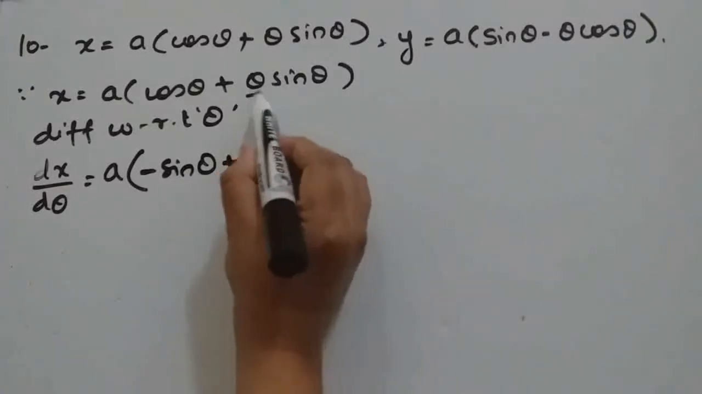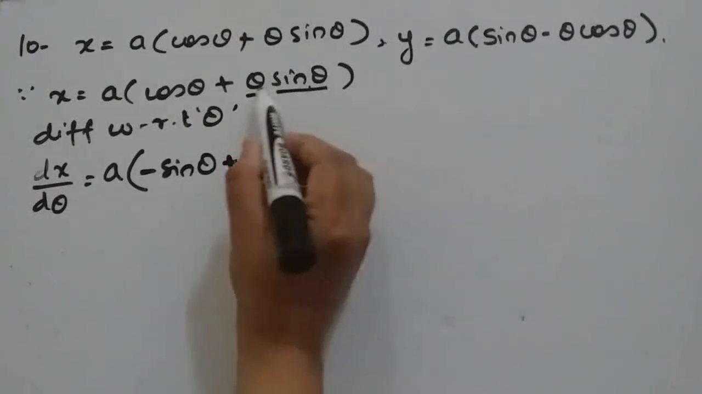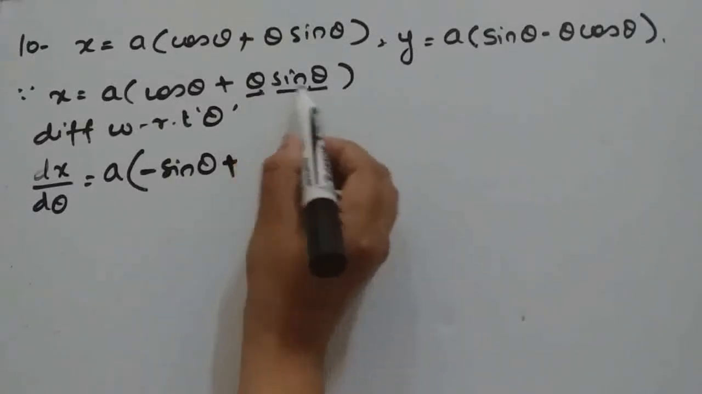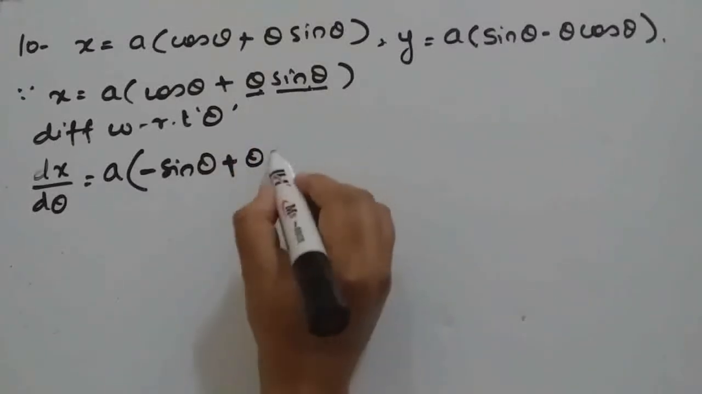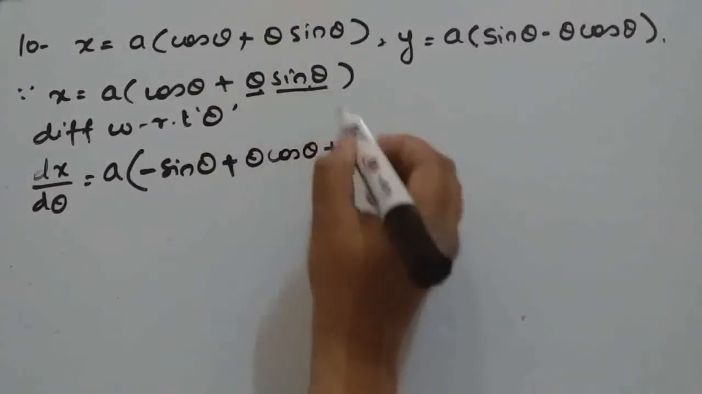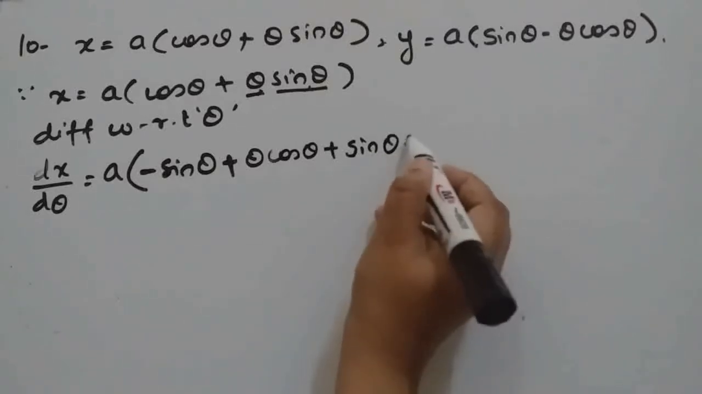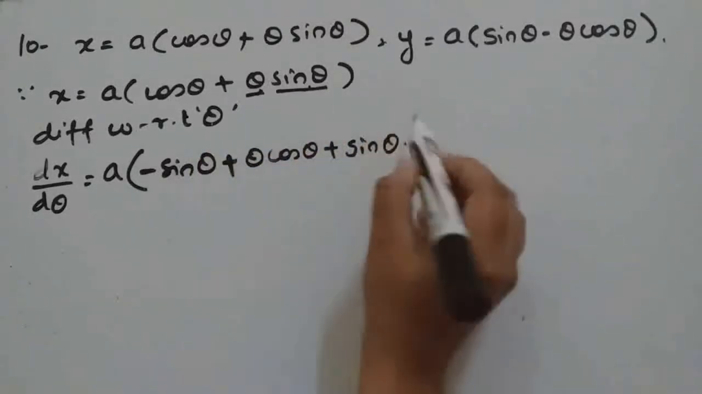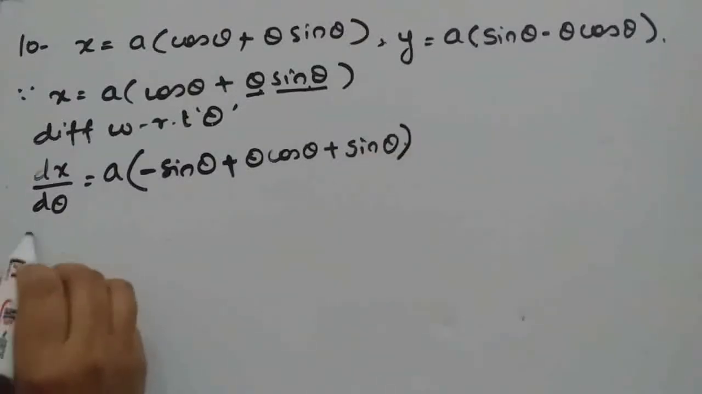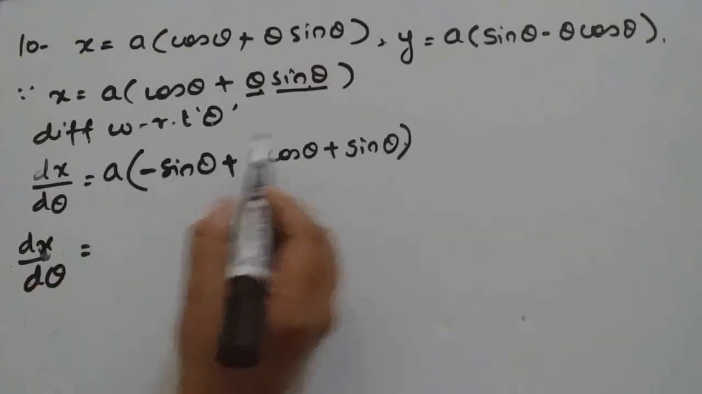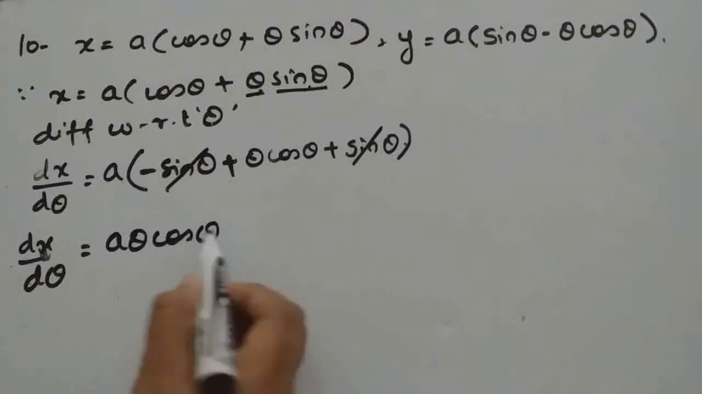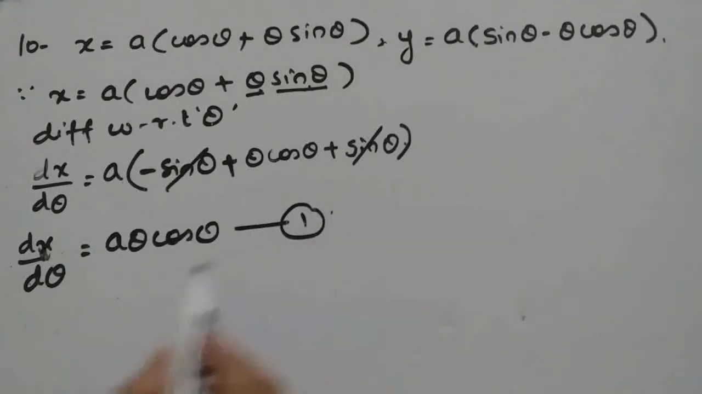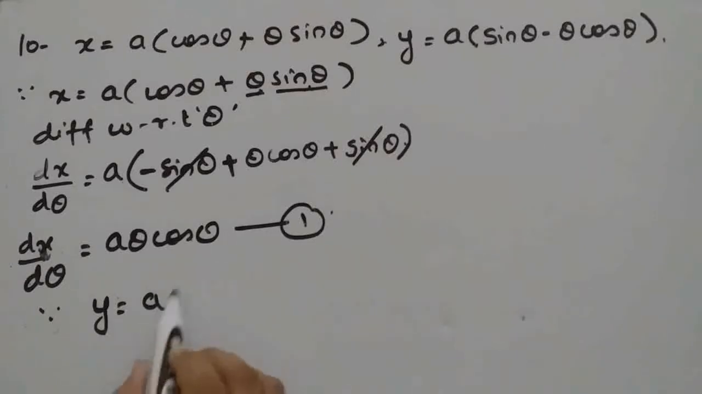Plus, here if you see theta and sin theta, two functions in multiplication, so we should apply the product rule. So first function same, derivative of sin is cos. Directly I am writing sin same, derivative of theta is 1 only. Derivative of theta with respect to theta is 1. So dx by d theta, see, plus sign minus sign will go. So the answer will be a theta cos theta. This is equation 1. Now to find for y.